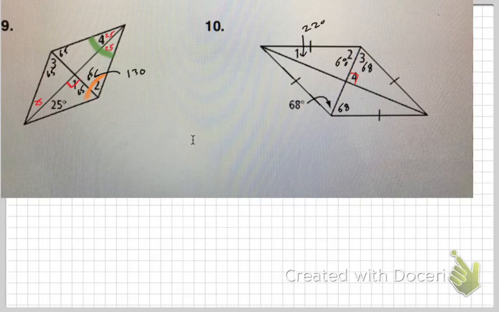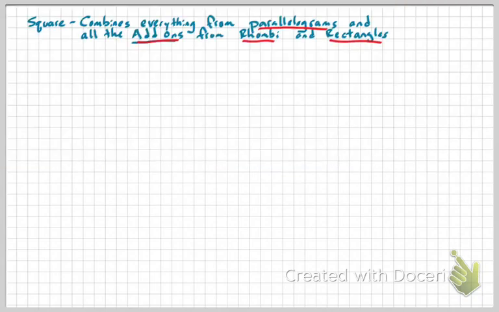Okay. So big thing for a rhombus: all four sides are the same length, the diagonals are perpendicular, and the diagonals are angle bisectors. So now when we move to a square, everything's true. So there's nothing new for me to tell you. It's just that every single thing we've learned about parallelograms, rectangles, and rhombi, all of those apply to a square.